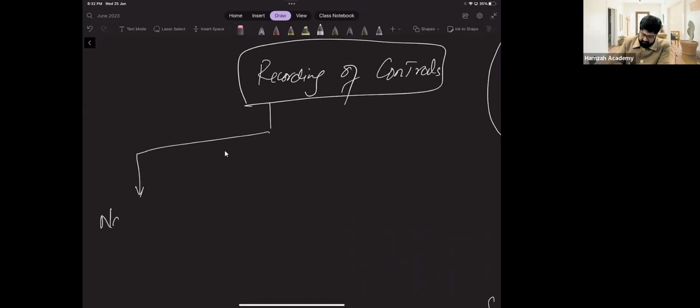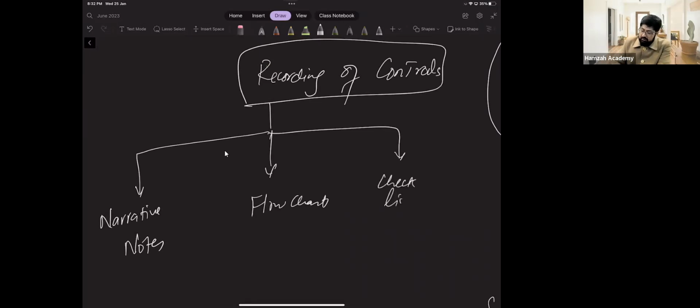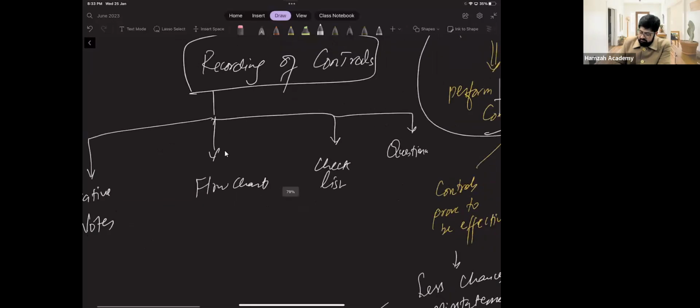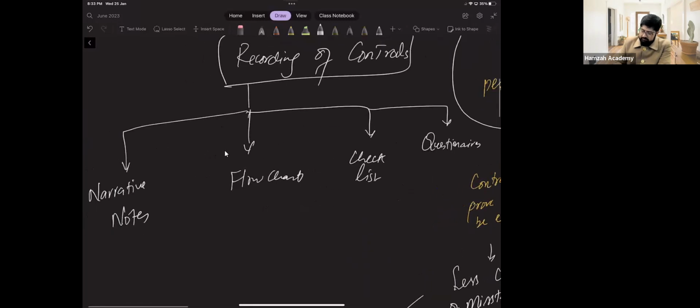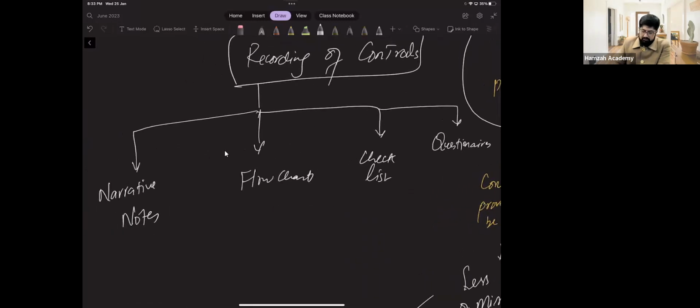One is narrative notes. Second is flow charts. Who is recording the control? The auditor is recording the control. Third, checklist. And the fourth is questionnaire. Questionnaires. 4 ways to record.